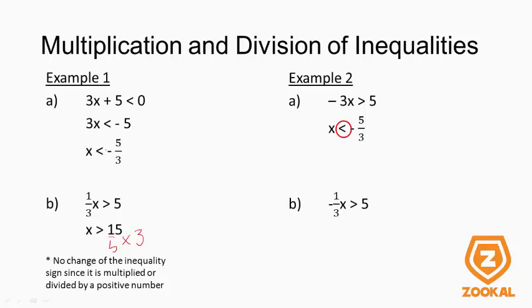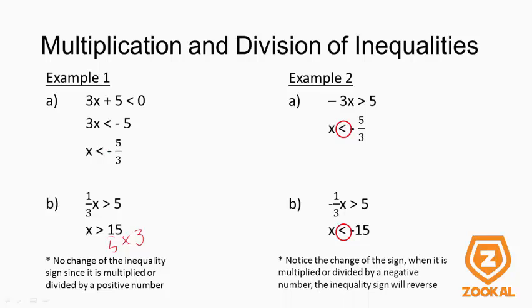Next, negative 1/3 x more than 5. Because I only want x on the left hand side, I'll multiply by negative 3 throughout the inequality. This will be x less than negative 15. So there's a change in the inequality sign again, from a greater than to a less than. It's important to take note that there's a change of the sign when it is multiplied or divided by a negative number. The inequality sign will reverse.